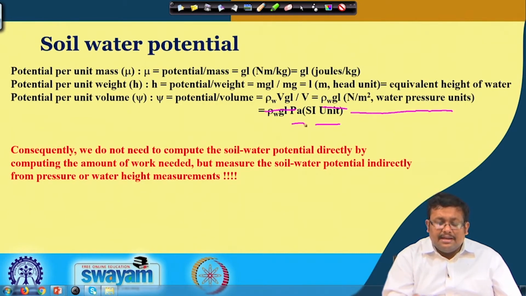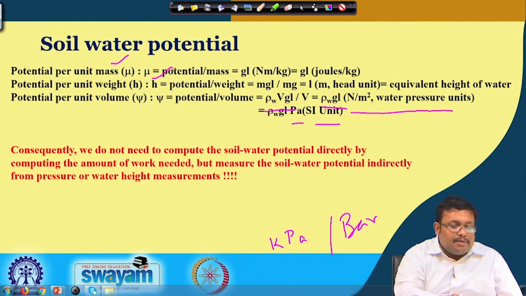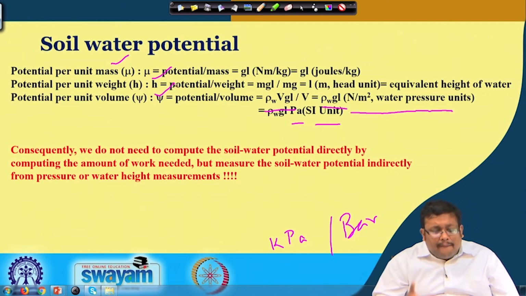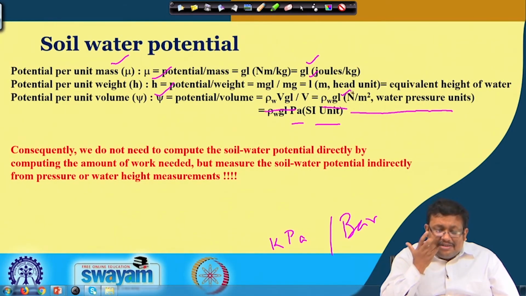which we denote by PA, and generally we denote the soil water potential in terms of either kilopascal or bar. We will discuss this later on. So, basically you can see comparing all these three, that is potential per unit mass, potential per unit weight and potential per unit volume, that we do not need to compute the soil water potential directly by computing the amount of work needed, but can measure the soil water potential indirectly from pressure or water height measurements. You can see all of these contain this L component. So, if we can measure these components, we can compute the soil water potential. We do not need to compute the amount of work needed.